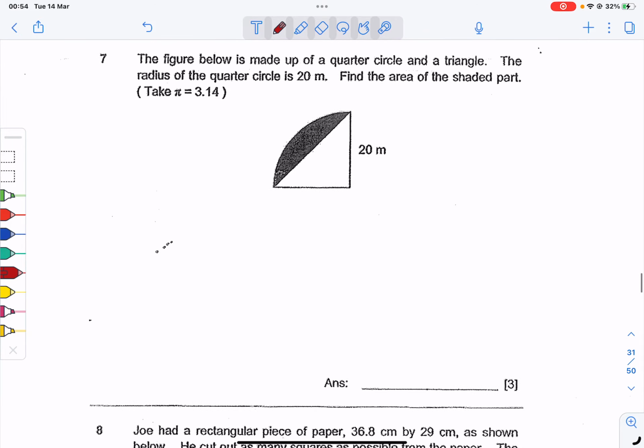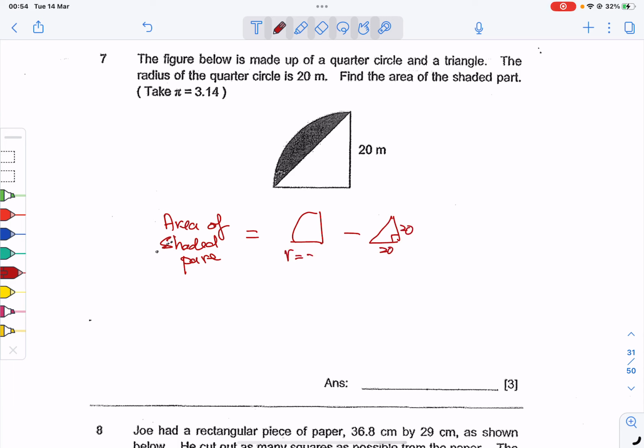Next, question 7. We have the figure below is made up of a quarter circle and a triangle. The radius of the quarter circle is 20. Find the area of the shaded part. Okay, so area of shaded part will be made up of the quadrant, take away the unshaded triangle, which is side 20.